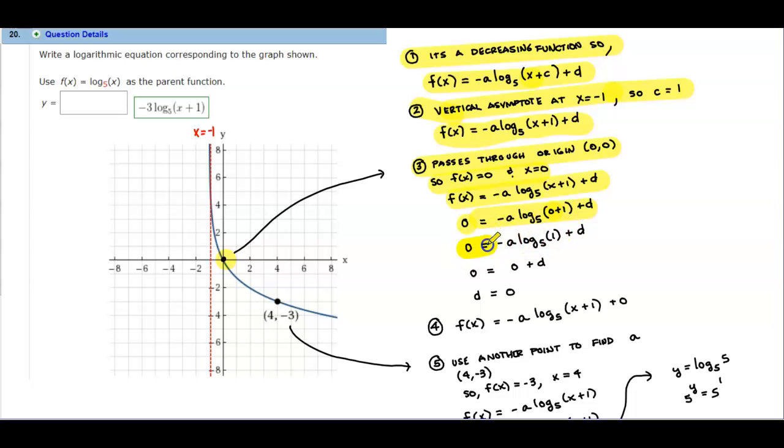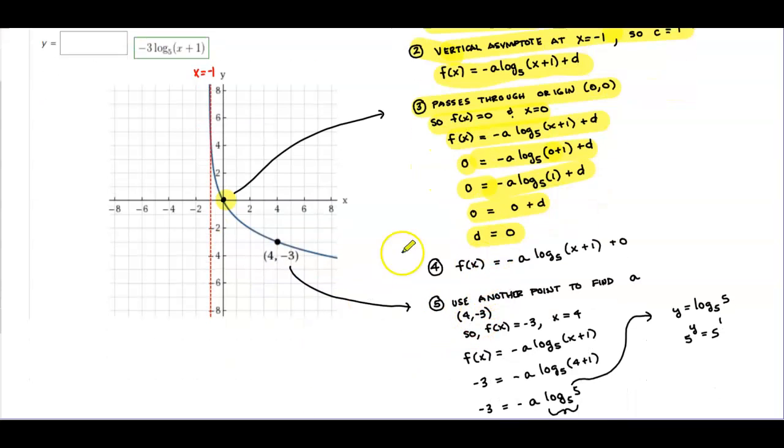And then we still have 0, and then over here we get 0 plus 1. Now, anytime you take a logarithm of 1, regardless of the base, it's always going to equal 0. And 0 times negative a is 0. So now we have d, which is going to equal 0. So now we know that d is 0.